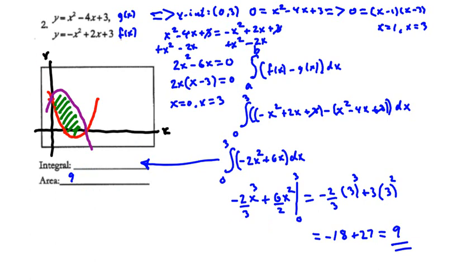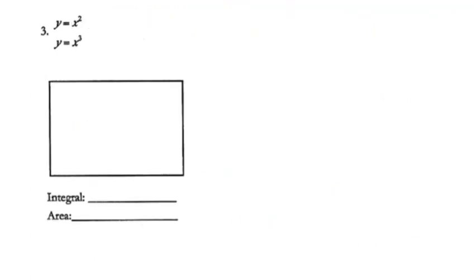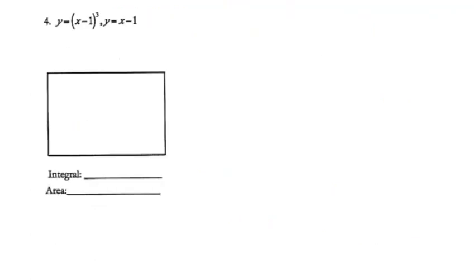So let's go ahead to the next problem we're going to look at, which is 4. The two functions we're given this time are y equals quantity x minus 1 cubed and y equals x minus 1. So what are these? We're going to sketch these functions here. So we have our xy coordinate plane like this.